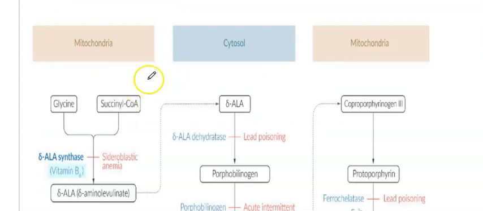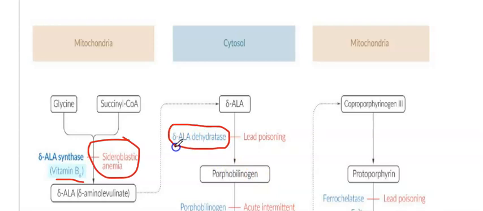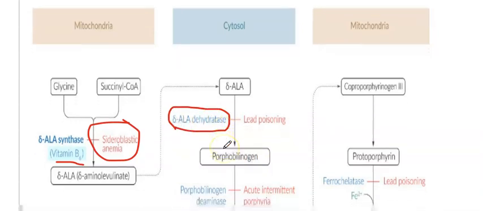Steps involved in heme synthesis: in mitochondria, glycine and succinyl-CoA combine through the enzyme ALA synthase, in the presence of vitamin B6 as a coenzyme, to form delta-aminolevulinic acid. A defect of this enzyme leads to sideroblastic anemia. Then delta-aminolevulinic acid comes to the cytosol, where ALA dehydratase converts it into porphobilinogen. In lead poisoning, ALA dehydratase is defective.